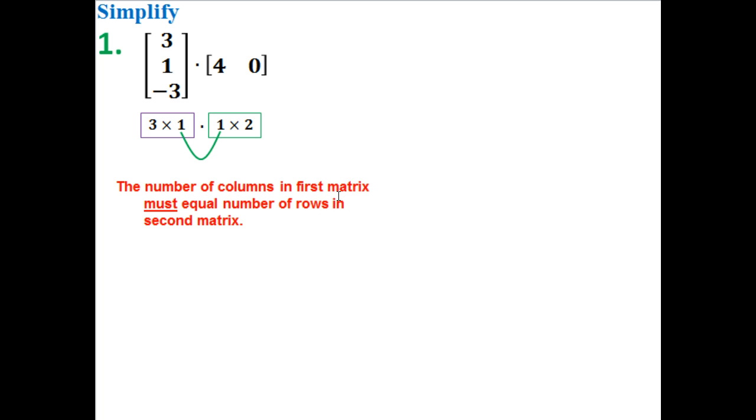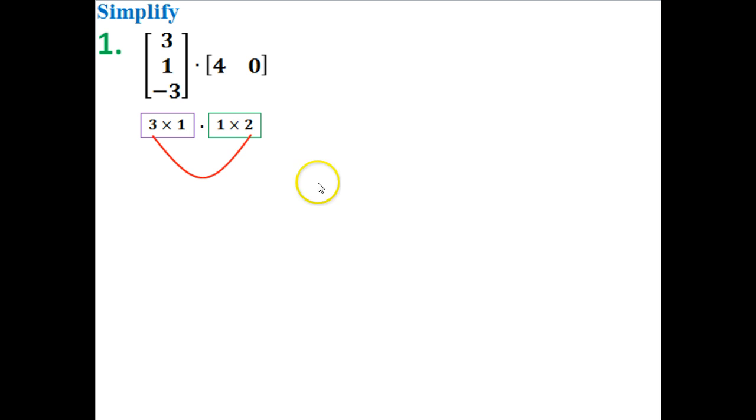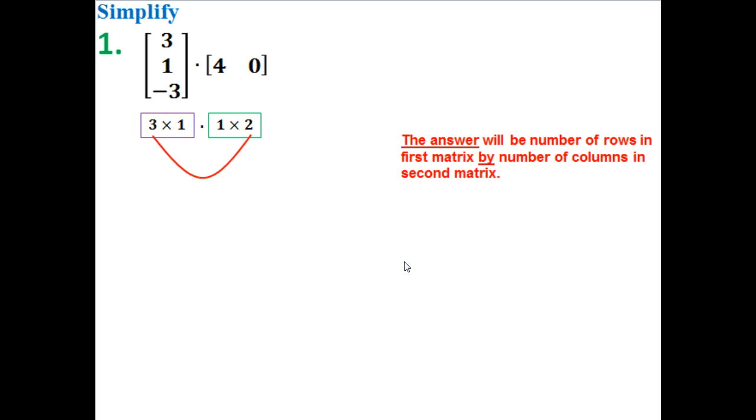The next component here is that we need to focus on the outer numbers, this 3 and the 2. This will be what our answer is. Our answer is going to be a 3 by 2 matrix. And the technical rule on it is the answer will be the number of rows in the first matrix by the number of columns in the second matrix. But basically, if you just look at these outer 2 numbers, the first one's a 3, the last one's a 2. Our answer will be a 3 by 2 matrix.